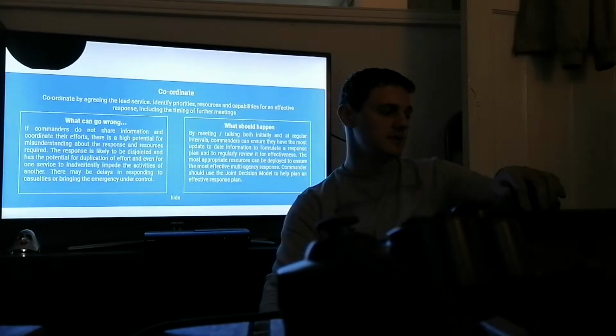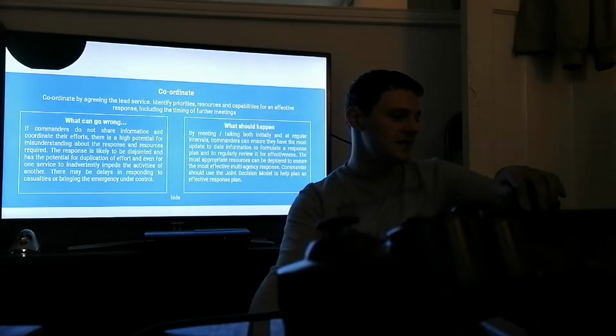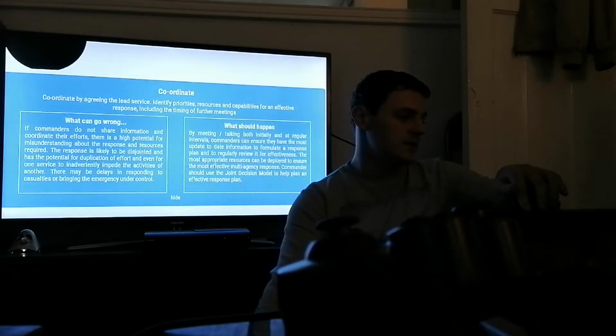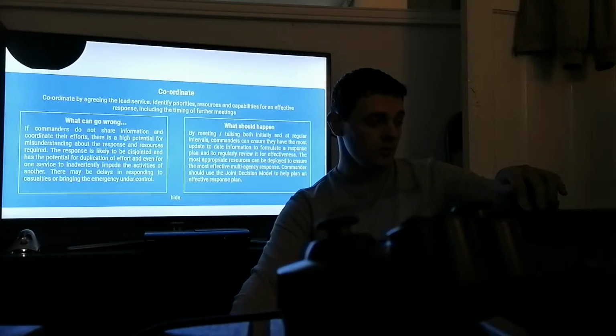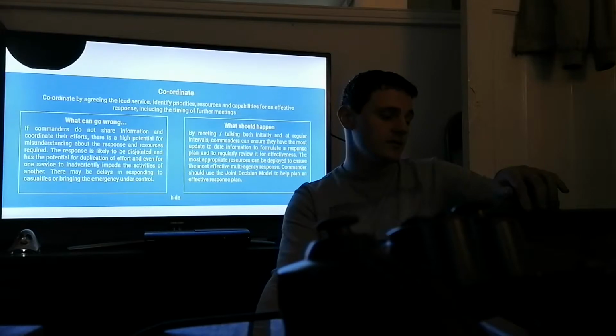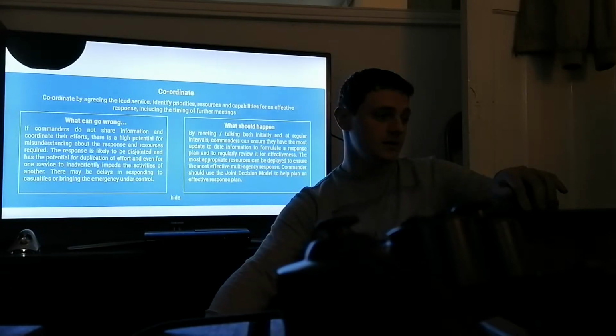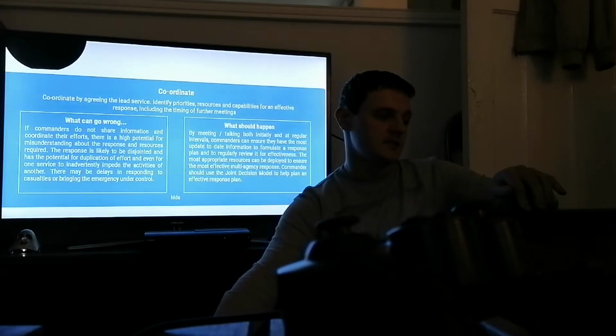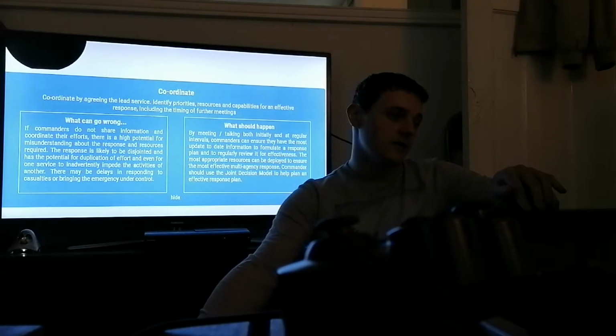The response is likely to be disjointed and has the potential for duplication of effort, even for one service inadvertently impeding the activities of another. There may be delays in responding to casualties or bringing the emergency under control due to this. What should happen is by talking with commanders from each service at regular intervals, commanders can ensure that they have the most updated information and can formulate a response plan and regularly review it for effectiveness. The most appropriate resources can be deployed to ensure the most effective multi-agency response. This leads to less loss of life.